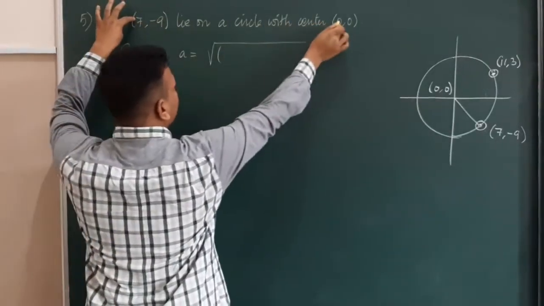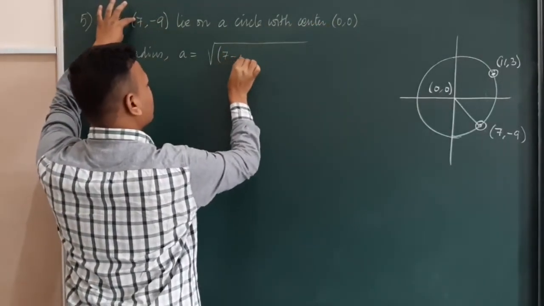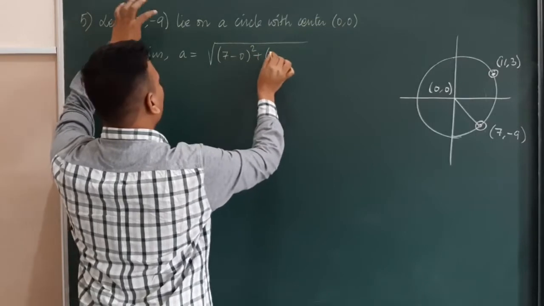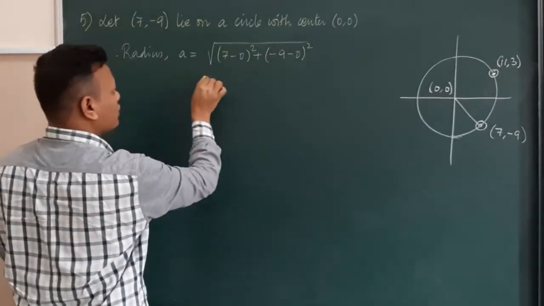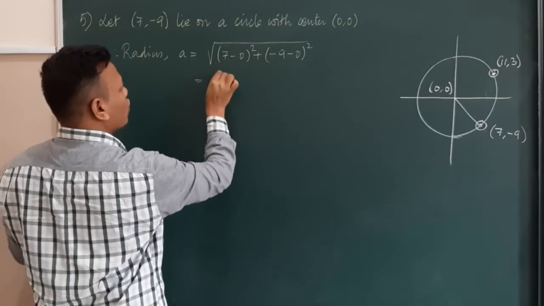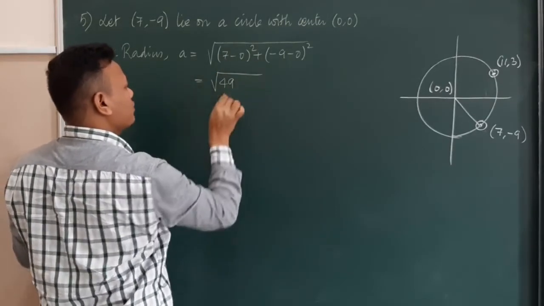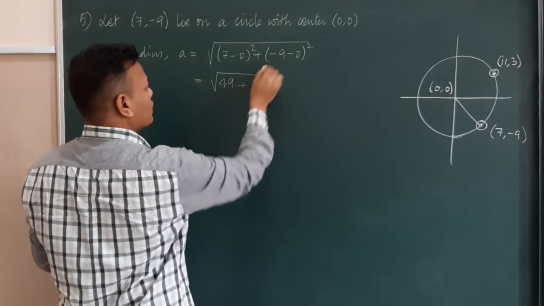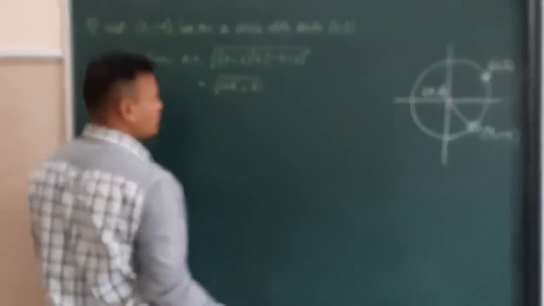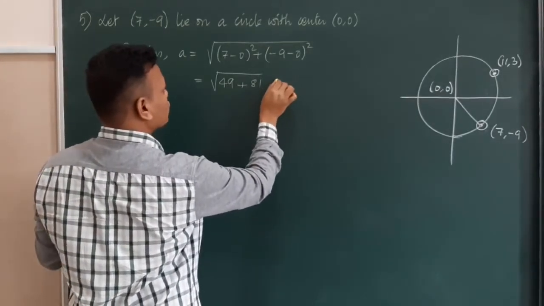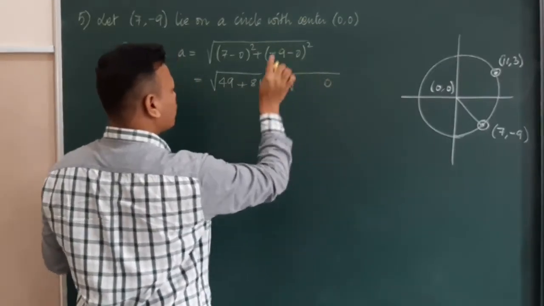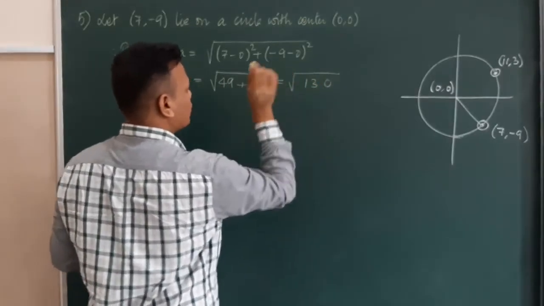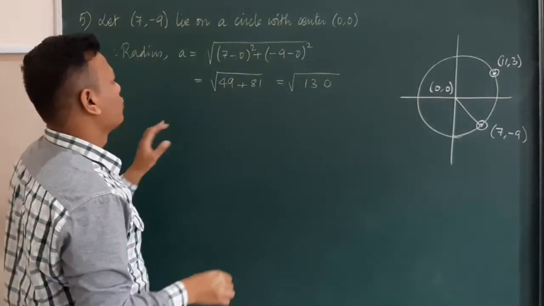So x2 minus x1, that is 7 minus 0 whole square plus y2, that is minus 9 minus 0 whole square. Let's evaluate this. So this 7 square is 49, plus this is 81, isn't it? And how much is this? This is equal to square root of 130, isn't it? So we got our value for a.